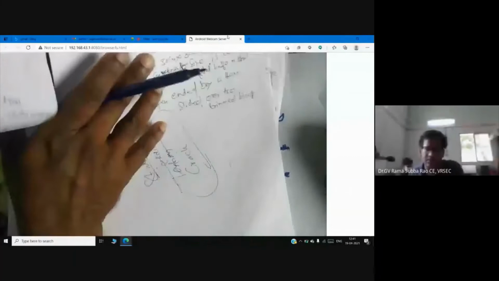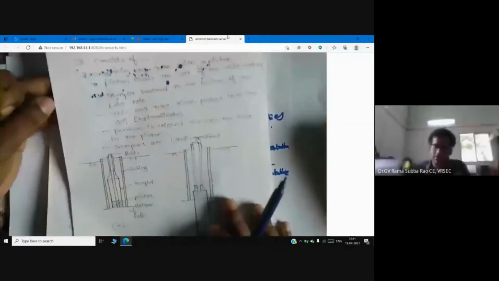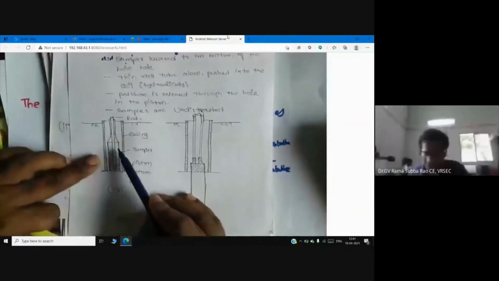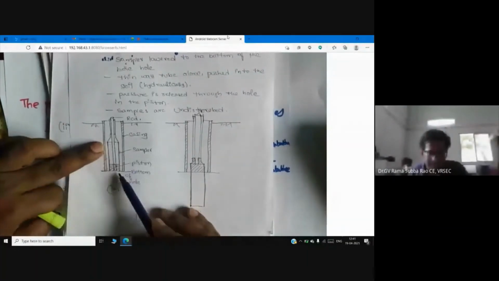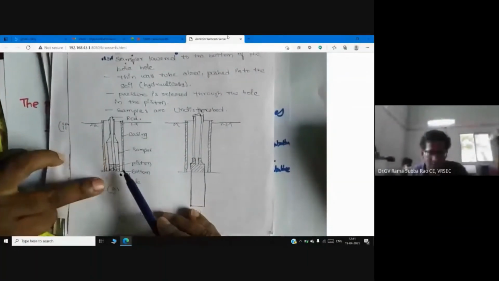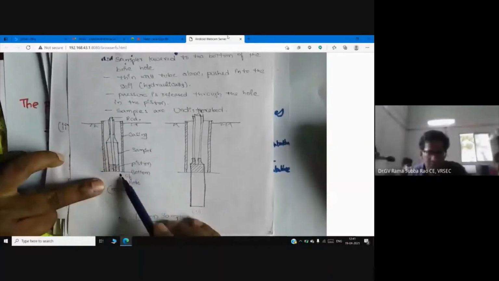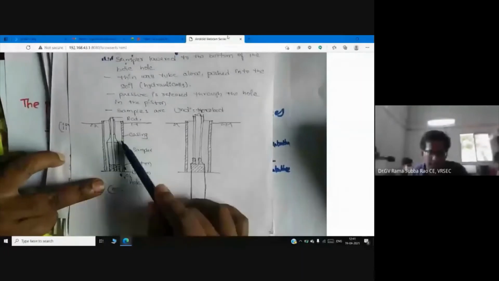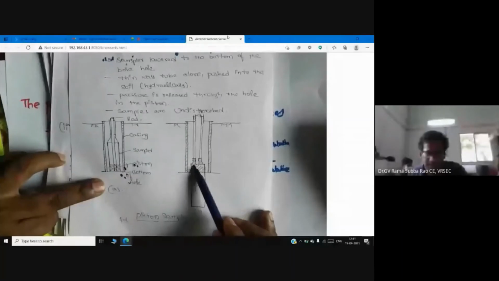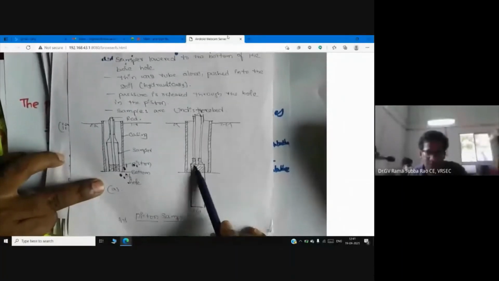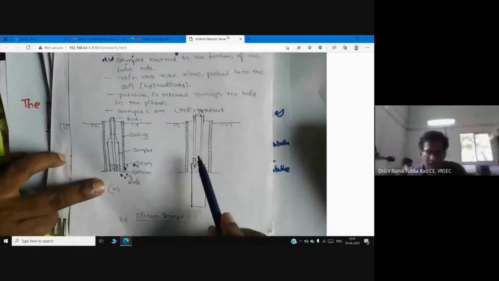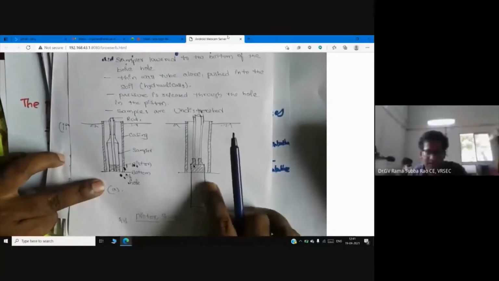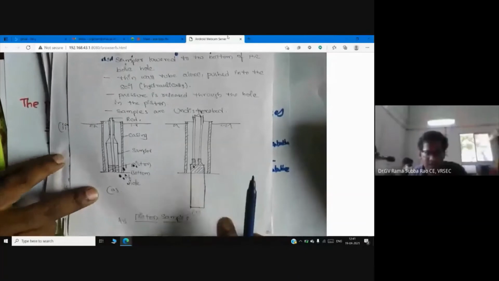Okay, now here you see, just now I told you. Here you see the sampler. I'm going to insert the sampler using a piston. Here you see the piston. Once I release the piston, the sampler is penetrating into the soil. This is what I call a piston sampler.